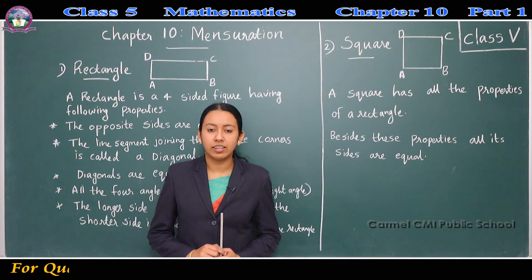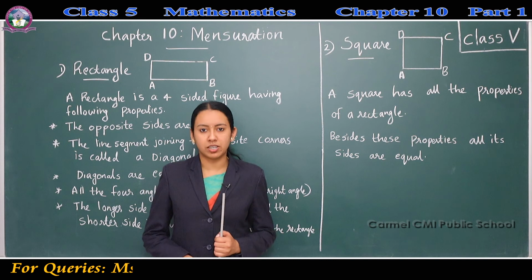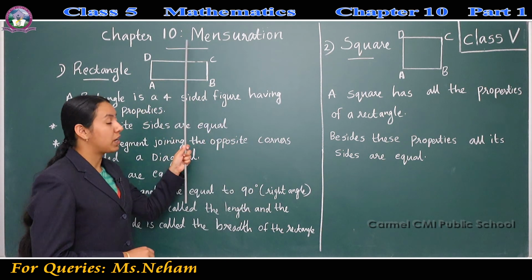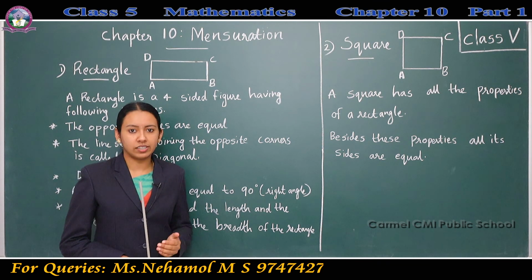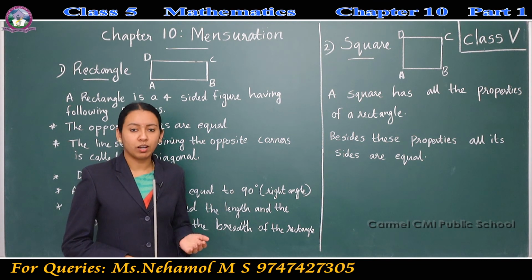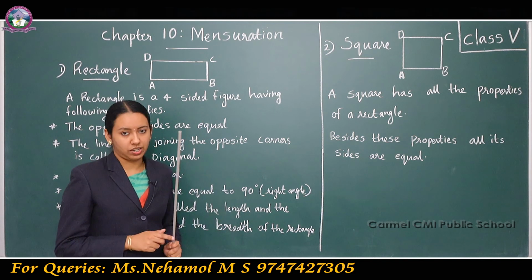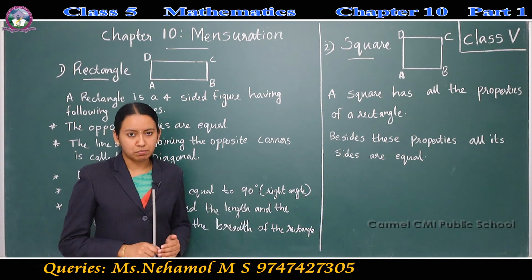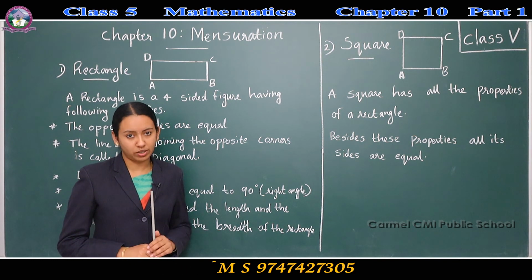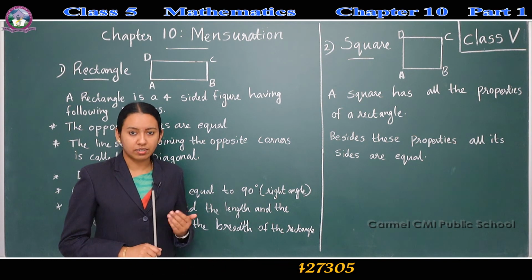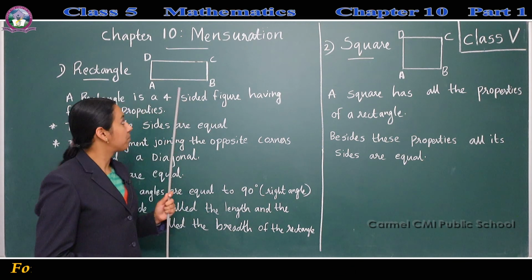Happy morning, children. Today we are going to study our next chapter, chapter 10, mensuration. Mensuration means measurement. Measurement of length, perimeter, area, volume, all these come under mensuration. We have already learned about closed plane figures such as rectangles and squares. First, let us revise some of their properties.